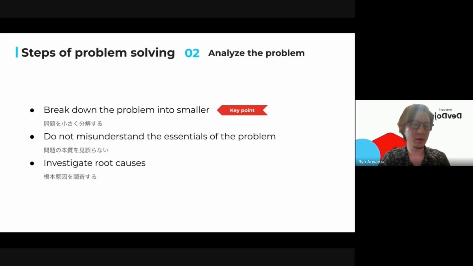However, when it comes to something like a bug fix or debugging, which is a rather simpler problem, you may be able to understand the cause based upon past experience, but it is very important to investigate the root cause to fully understand why that problem arose and what the nature of that problem is.